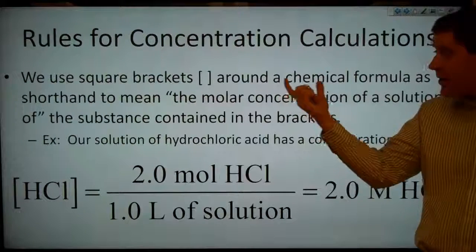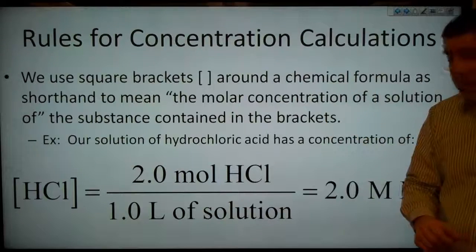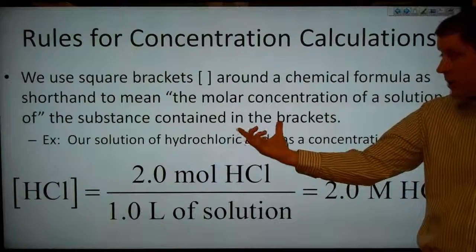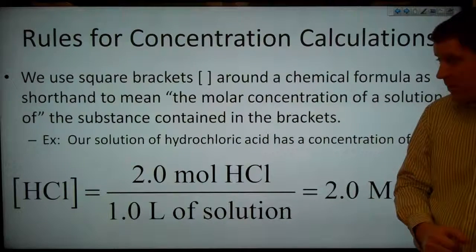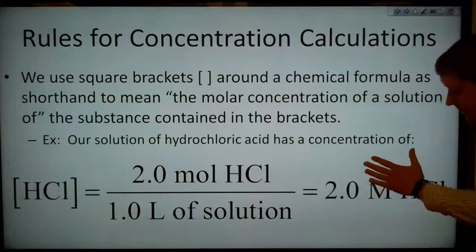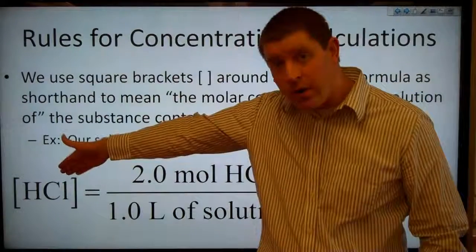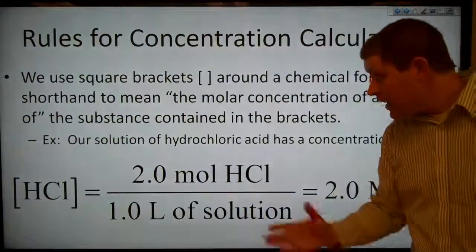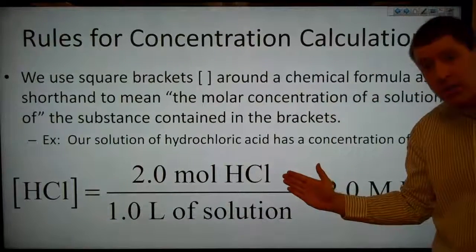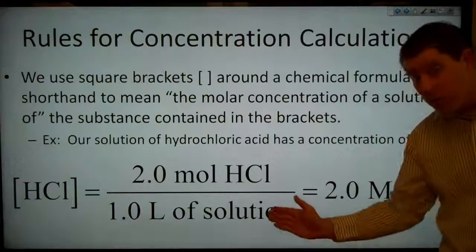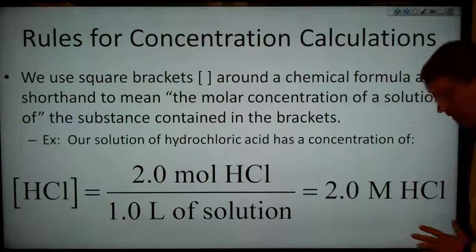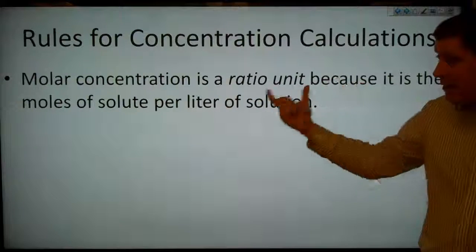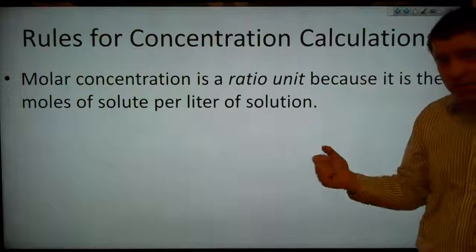Now we use square brackets around a chemical formula as a shorthand to mean the molar concentration of a solution of whatever substance is contained within those brackets. For example, our solution of hydrochloric acid has a concentration that we can abbreviate this way. We put HCl inside those square brackets, and now we know the concentration of HCl is equal to moles of HCl, 2.0 moles, divided by liters of solution, 1.0 liter, and that gives us 2.0 molar HCl. Now, molar concentration is a ratio unit because it is moles of solute per liter of solution.